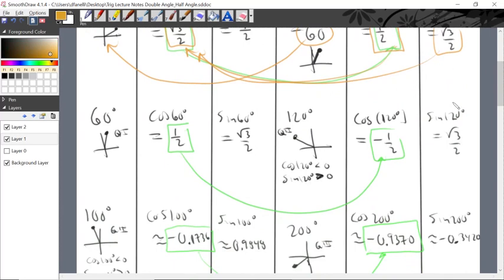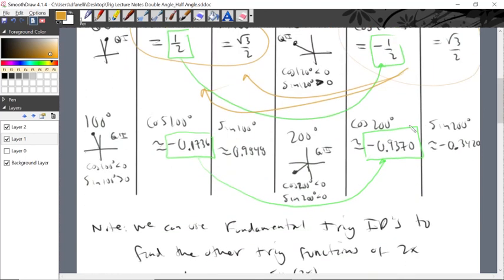Right? How do we relate these, the cosine of 120 and the sine of 120, back to the sine of 60 and the cosine of 60? And if we're given the cosine of 200 and the sine of 200, how do we relate those back to the sine of 100 and the cosine of 100?